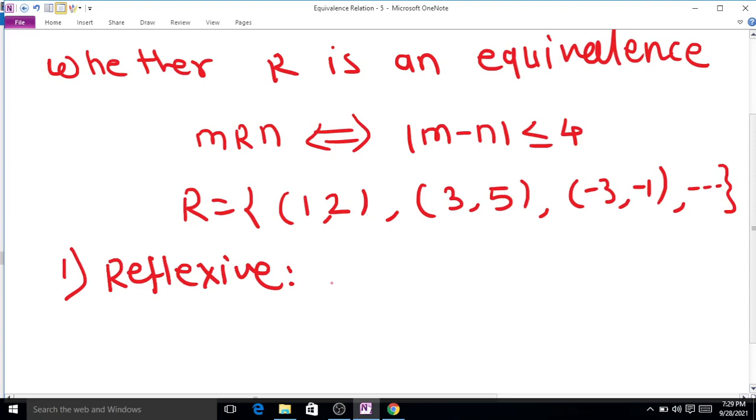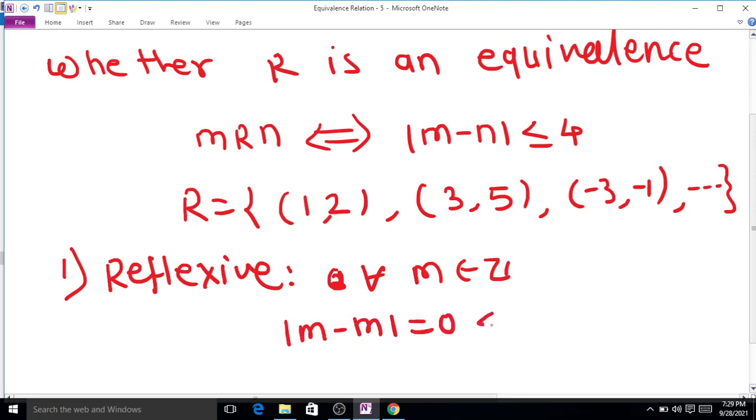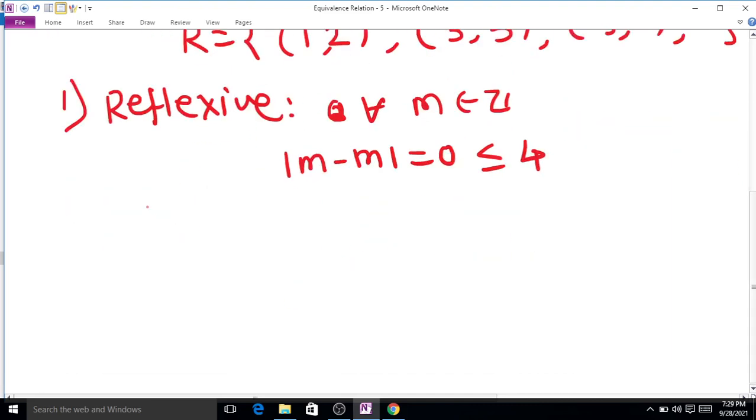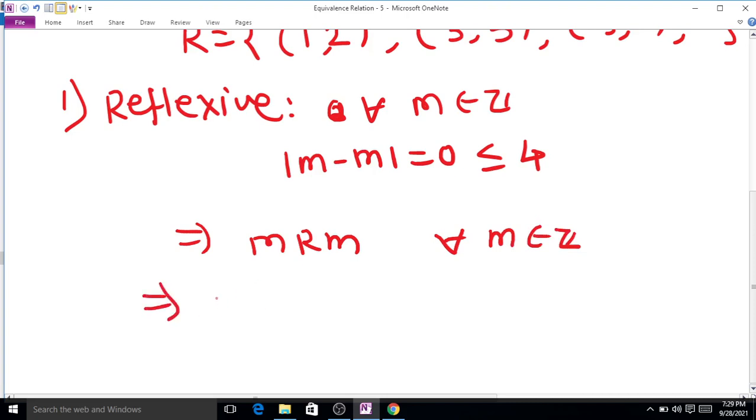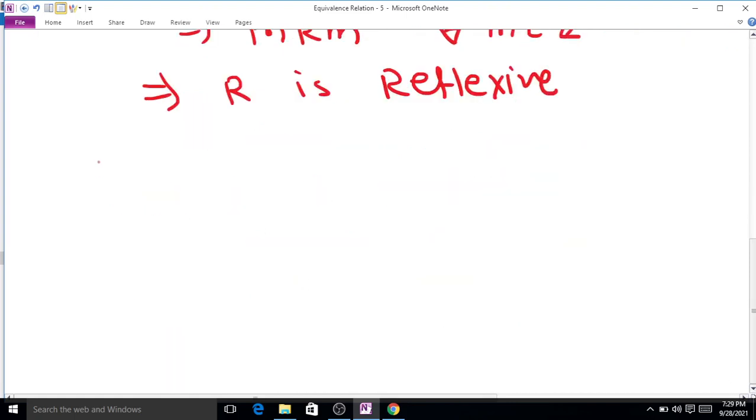Now, for every m belonging to Z, the distance from m to m is equal to 0, which is always less than or equal to 4. Therefore, m is related to m for every m belonging to the set of integers, and therefore the given relation R is a reflexive relation.